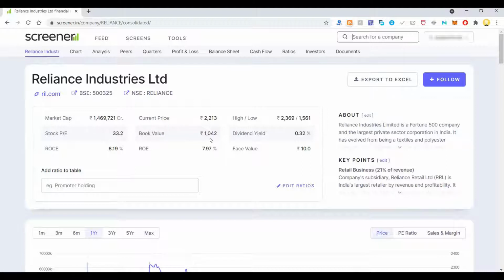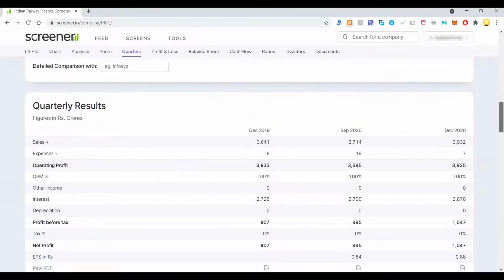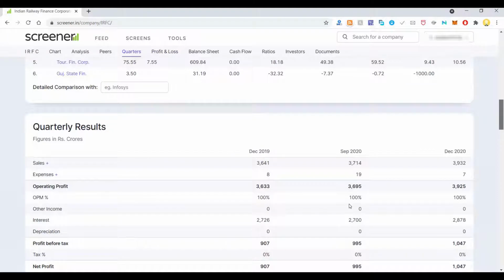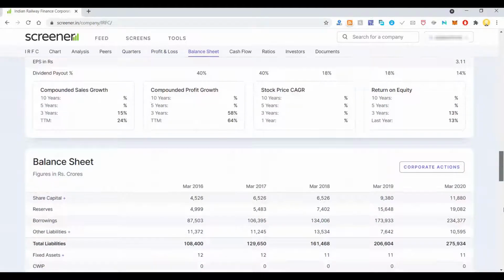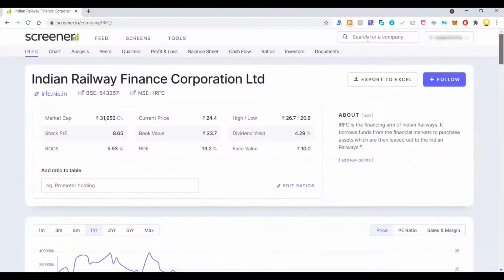So if you see as of now 1042 is the book value, so it's trading at 2213, which is pretty high. So if I see a company like IRFC, its book value is 23.7 and current price is 24.4. That means it's poised for a higher growth. And if you see here, one interesting thing I saw with this company was expenses is very less compared to the sales, because IRFC doesn't own anything. Their business model is totally different. So their expenses are also very less.